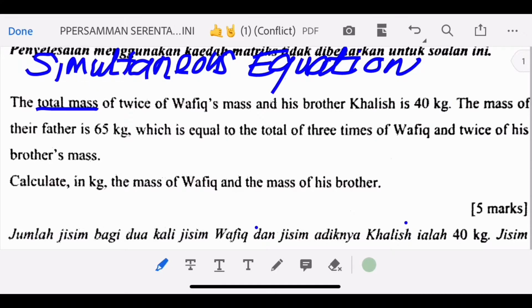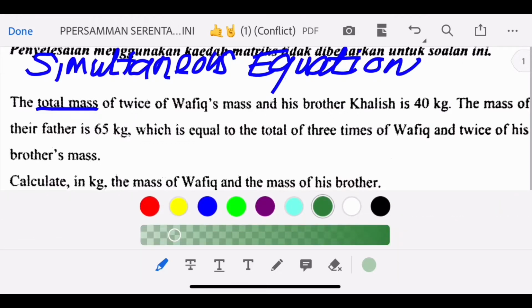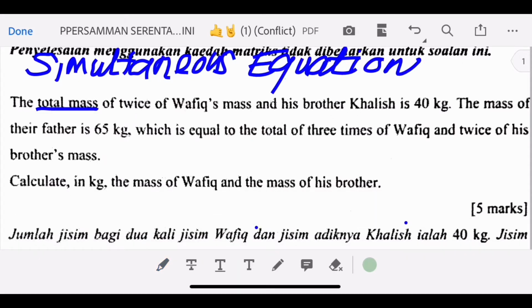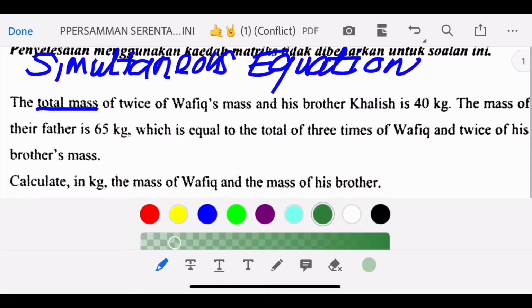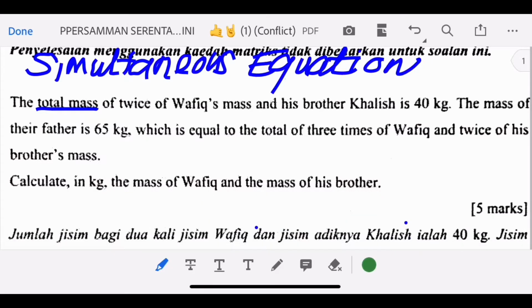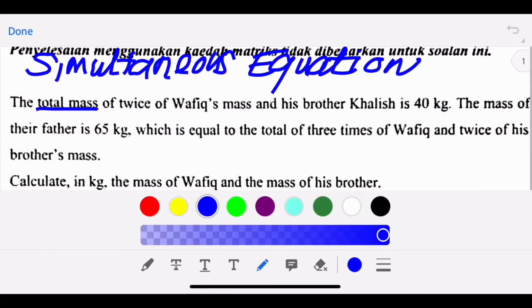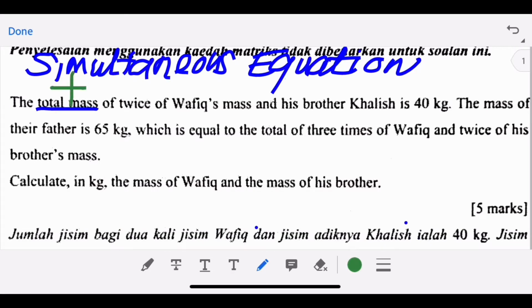Basically you must know that you have 2 unknowns for simultaneous equation, and then we have to use either plus or minus to form the equation. I will go slowly with you so that you can follow me. I understand that many of you need me to speak slowly and teach slowly. Whenever you see the total, it's always plus. So you convert the word total into plus.